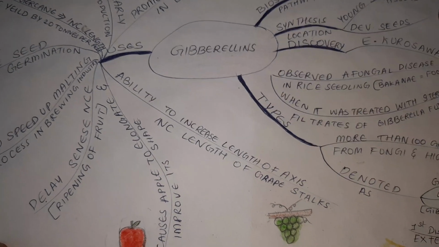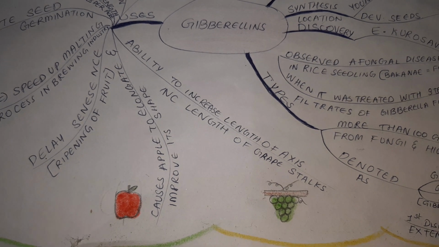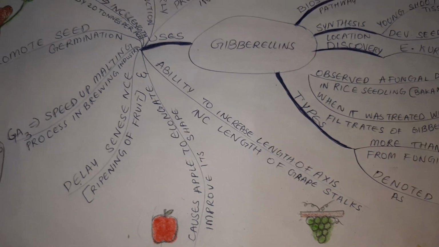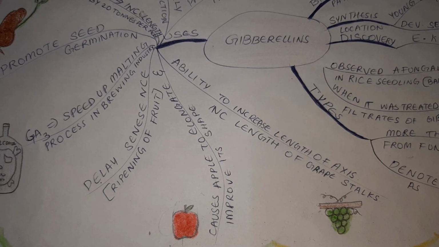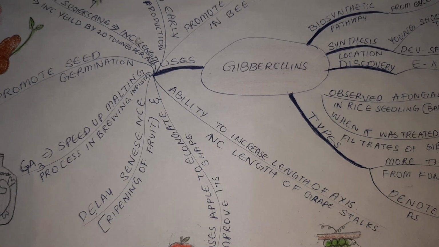Talking about the uses of gibberellins. Gibberellins have the ability to increase the length of axis. So therefore, they increase the length of grape stalks. They cause elongation in the apple and improve the shape of the apple. They delay senescence, delay the ripening of fruits. They also speed up the malting process in the brewing industry.